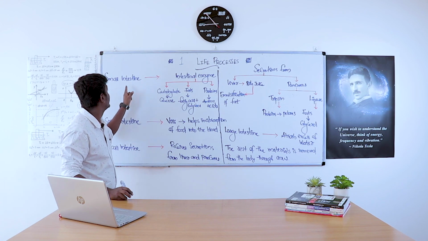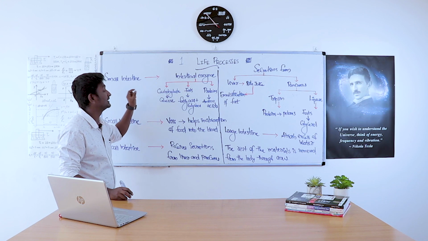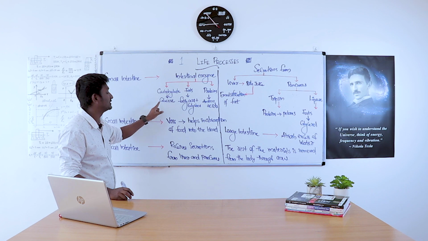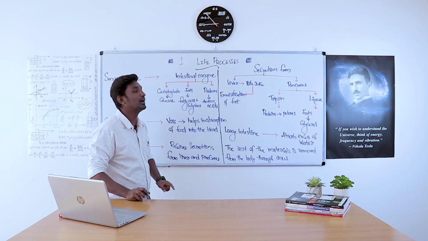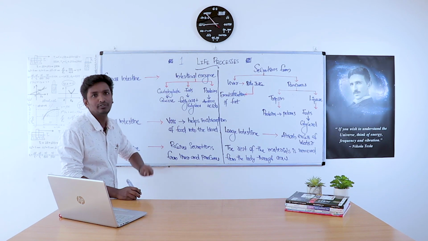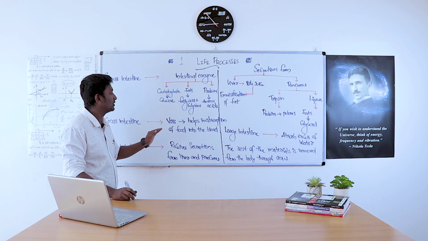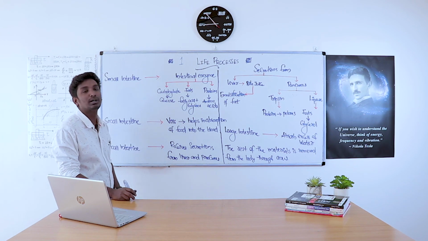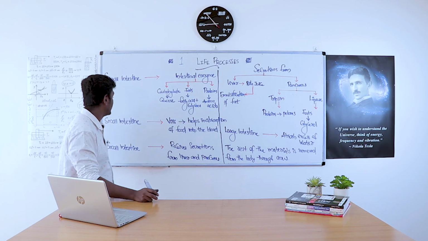So, the first function of the small intestine is that it contains intestinal enzyme which converts carbohydrate to glucose, fats to fatty acids and glycerol, proteins to amino acids. The same small intestine contains small finger-like projections called villi. This villi helps in absorption of food into the blood.